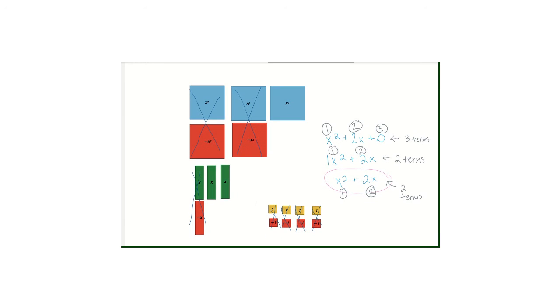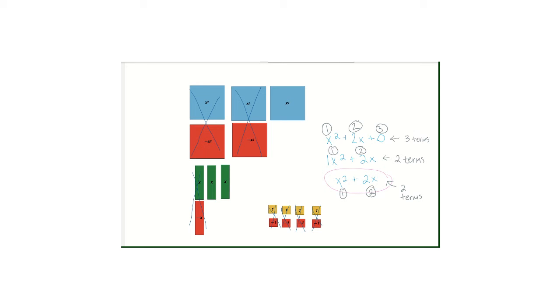So here I had 2 zero pairs with my x squares. So 4 of those disappeared, 2 positives and 2 negatives. Then I had 1 zero pair with my x's. So 2 of those disappeared, 1 positive and 1 negative. And all of my constants disappeared because I ended up with 4 zero pairs.